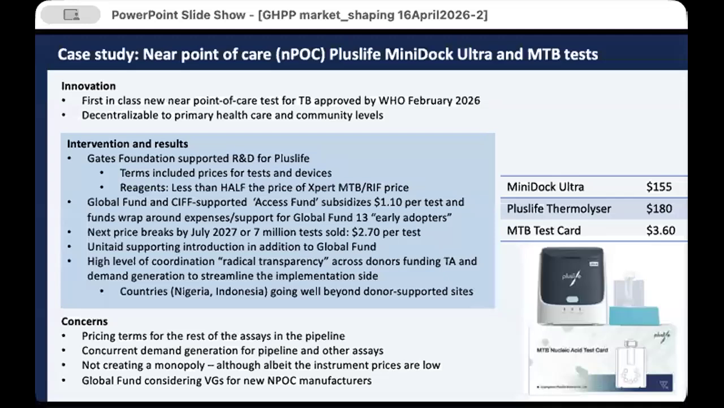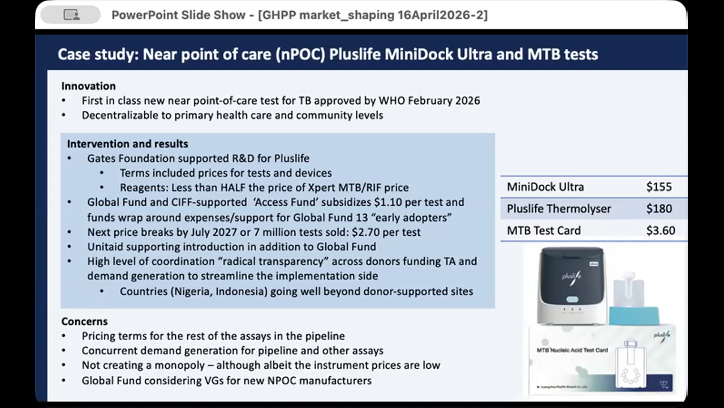There are also, because of market shaping actions, further price reductions that are supposed to take place. Right now, there's a set of 13 early adopter countries of the Global Fund that, thanks to that Global Fund Access Fund, can actually purchase the test for $1.10. Now, some concerns, I should say. On the demand side, there's funded work from CIF, funded work from UNITAID, and the Global Fund considers this test a program essential, along with other molecular platforms in the Grant Cycle 8, all helping to increase demand.